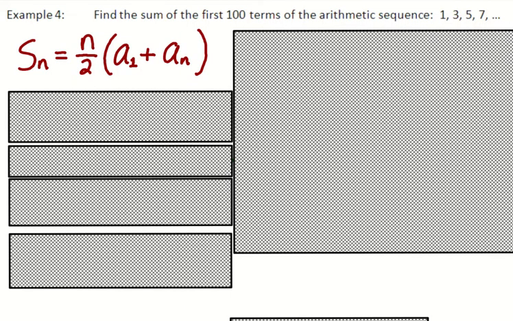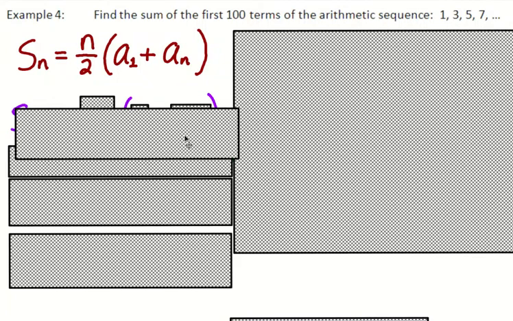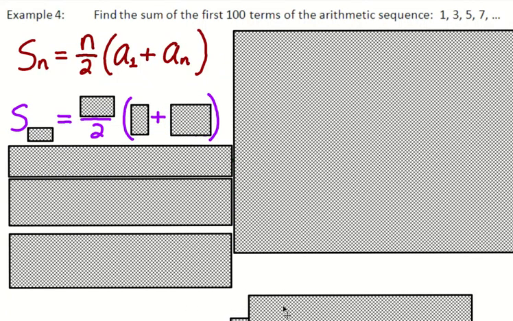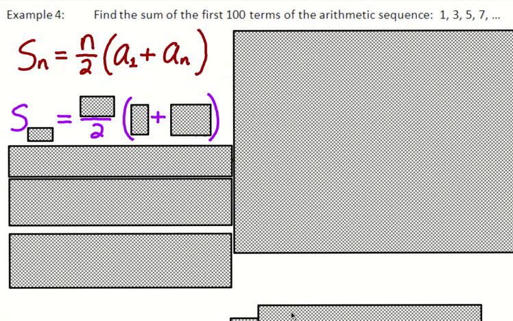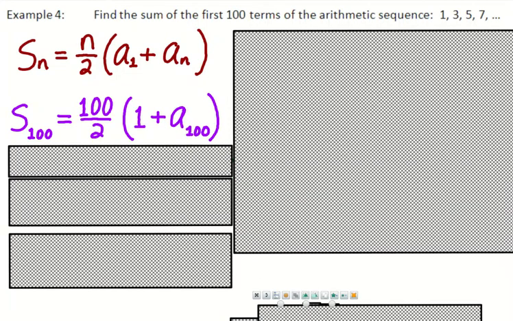And the sequence goes 1, 3, 5, 7, and so on and so forth, forever, basically. But we just want to find the sum of the first 100 of them. So n, what are we going to plug in for n? Well, obviously it's 100. We're finding the sum of the first 100 terms. And a sub 1 is the first term, which is 1. How about that? But a sub n is a sub 100.